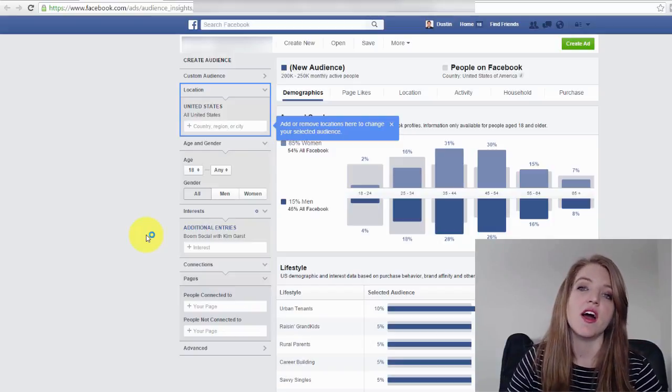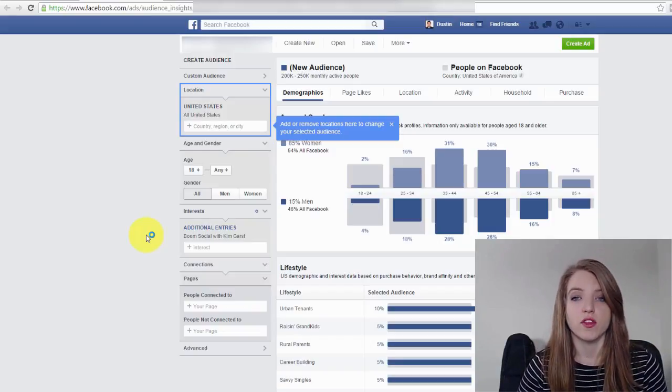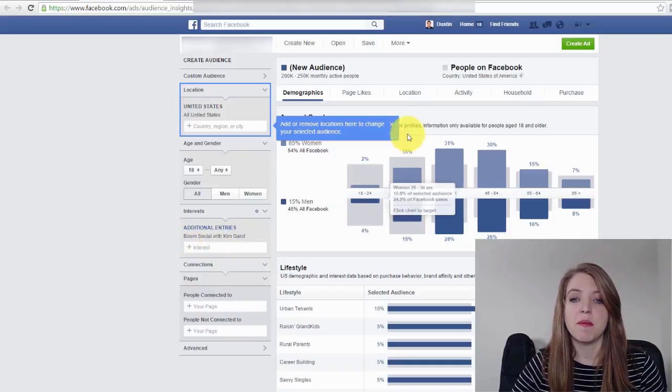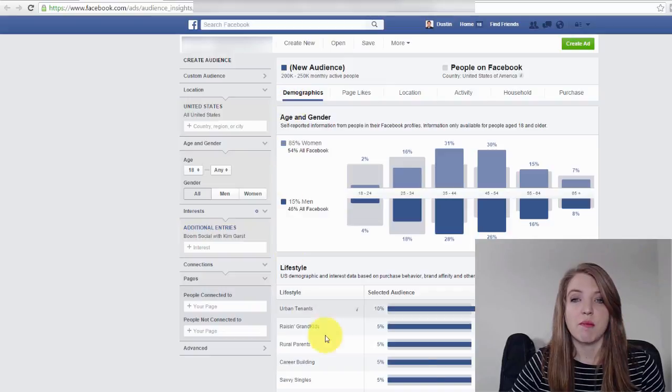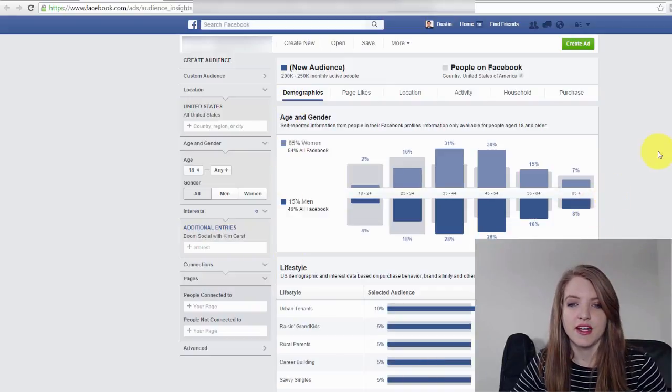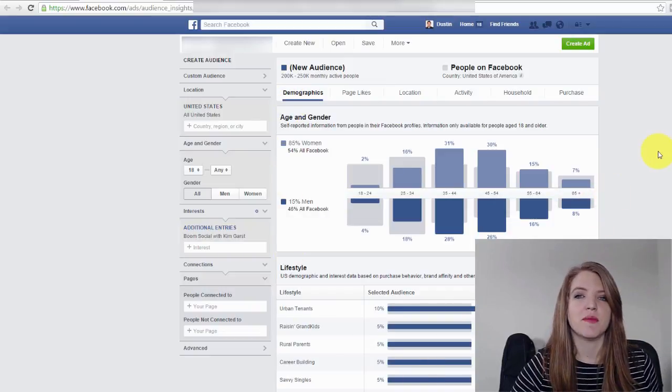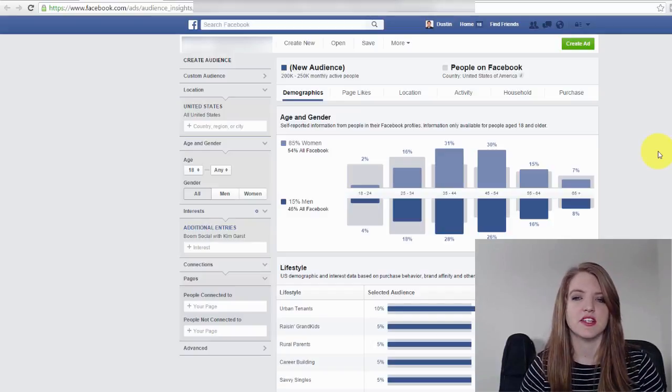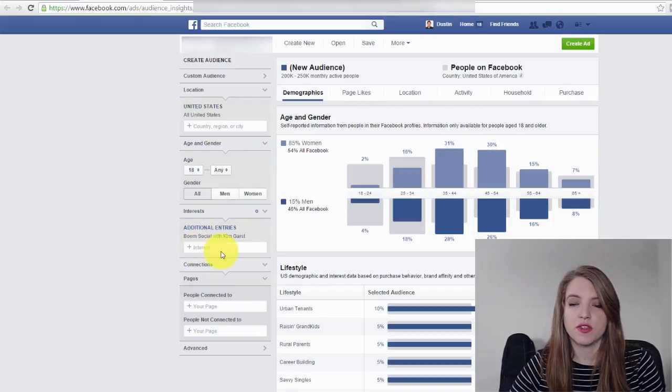And so she's going to have a very similar audience to what we're looking for. If we put her information in right here, you're going to see that automatically all of this is now populated with new data. We started with that really broad information that covered everybody in the United States on Facebook. Now we've told Facebook, hey, we're only interested in looking at who likes Boom Social with Kim Garst.